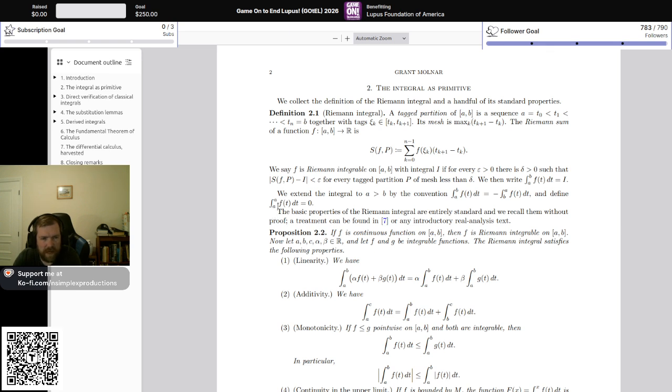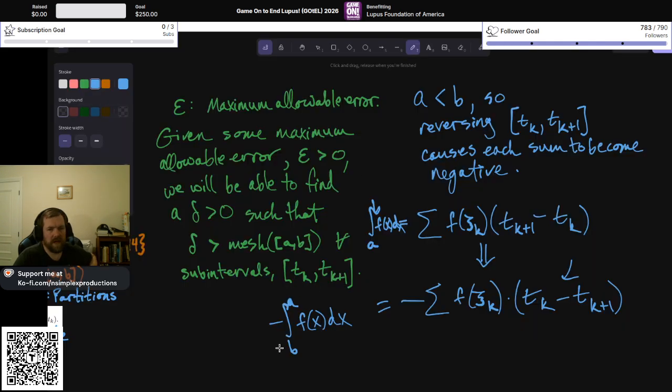The integral from a to a of f of t dt is going to be equal to 0. In theory you could do that, but if it's just going from a to a, then b is equal to a. Then t sub k plus 1 and t sub k are going to be equal, so that term is just always 0. We don't have to go into all that.